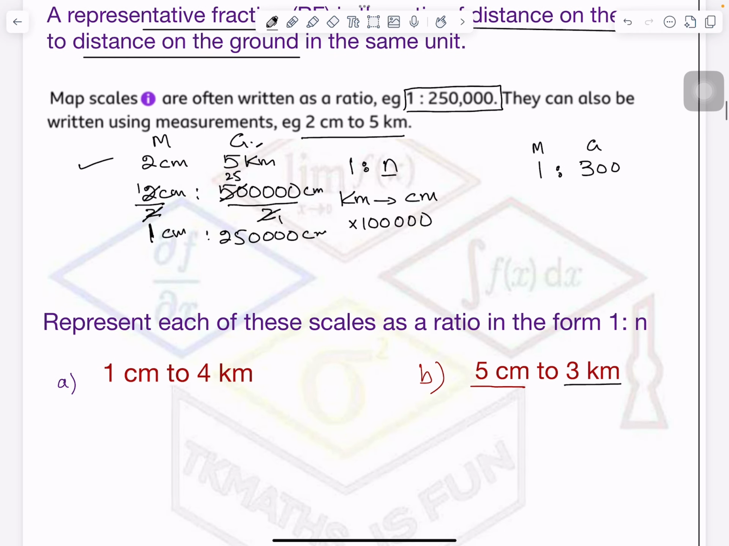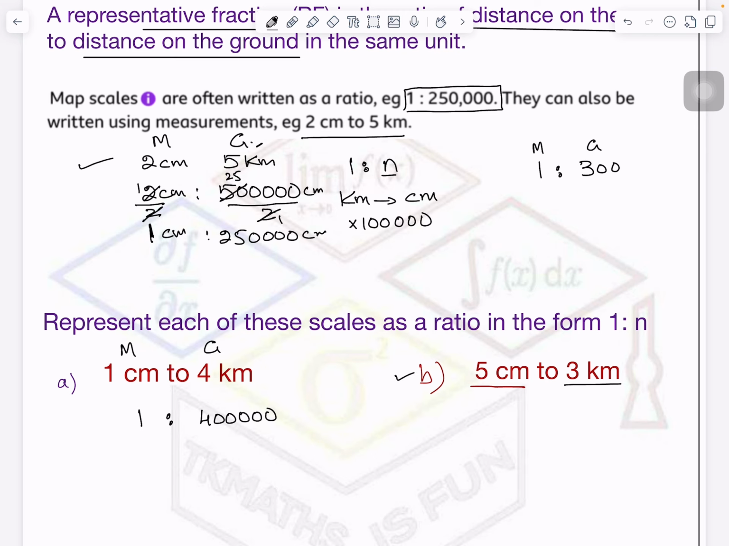Can you change these numbers into representative fraction, which is 1 is to n? Very good. Part A is simple. This is map, this is ground. So I can easily change 4 kilometer into centimeter. What will I do? I will multiply it by 100,000. So it will become 400,000. So I got 1 is to 400,000. This is my representative fraction. Or I can say I have written it in 1 is to n form.